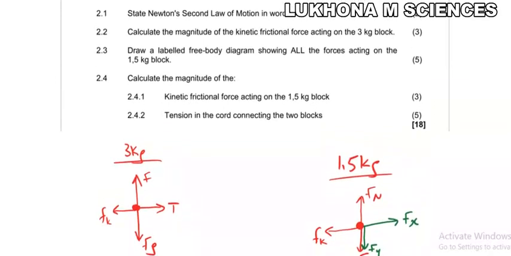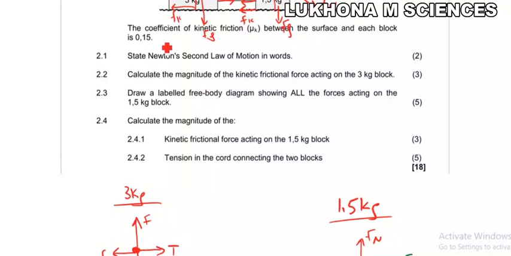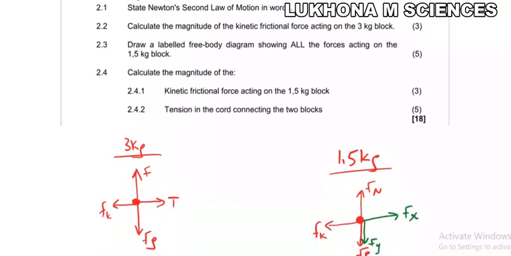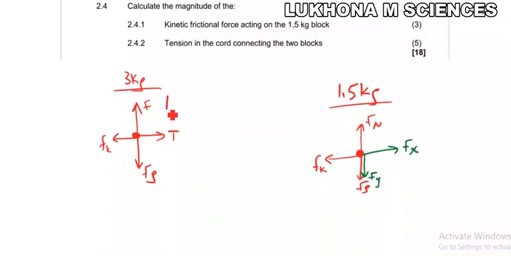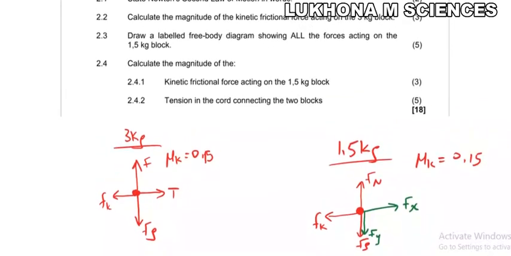Now let's continue with the statement. They say the coefficient of kinetic friction for both blocks is 0,15. So we have the coefficient of kinetic friction for this one, which is 0,15, and the coefficient of kinetic friction here, which is also 0,15. Now let's go to the questions.